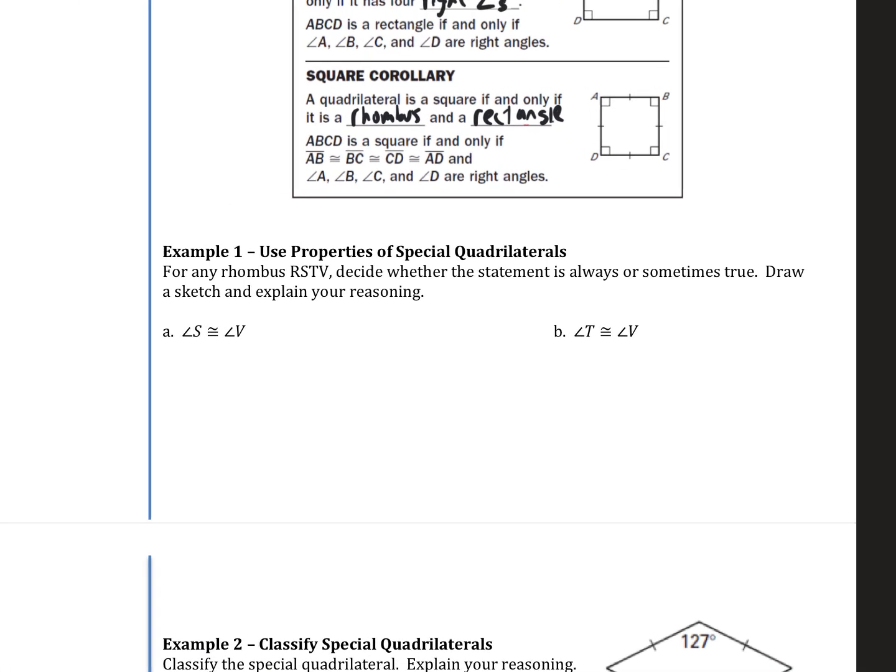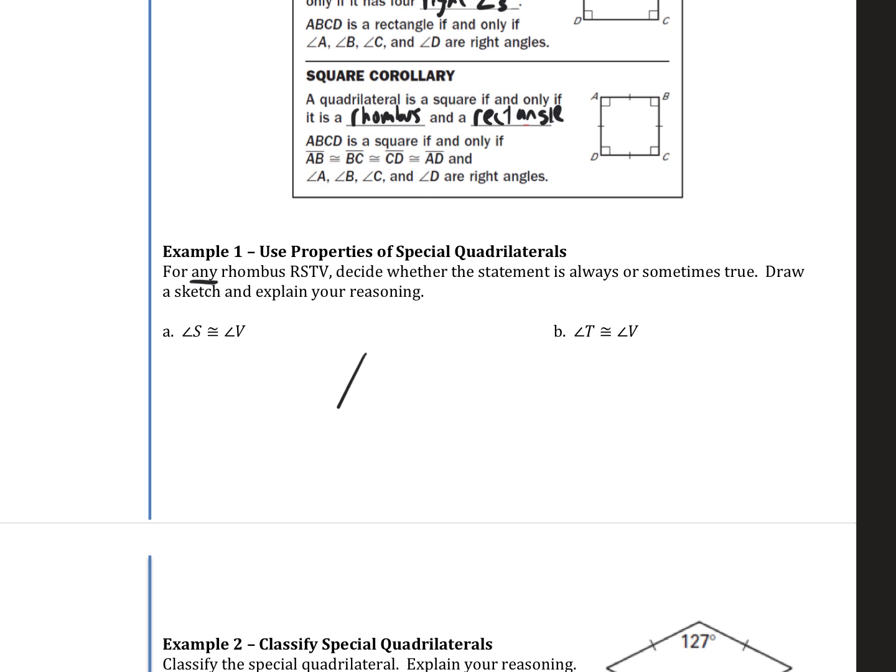Okay, for example 1, I want you guys to think about what this might mean. For any rhombus RSTV, determine whether the statement is always true or sometimes true, and draw a sketch and explain your reasoning, okay? For these kinds of problems, it's a good idea to draw the most specific case, because if you draw a square, which is a rhombus that's also a rectangle, that blurs what they might be here. So see if you can figure this out. We'll pause the video and go through it in a second.